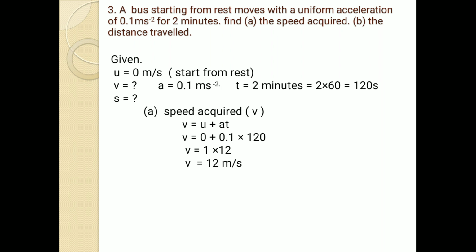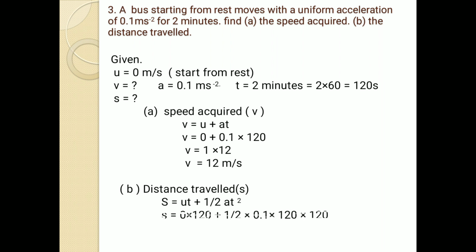Is it clear? Next is distance traveled. So we need to find out distance traveled here. S value we need to find out. And we have to use the second equation of motion. S is equal to ut plus half at square. So S is equal to ut plus half at square. Here t square I have given. Okay, listen. So u value is 0 and t value is 120, plus half, 1 by 2 into acceleration is 0.1 into t square. So t square means 120 whole square. I didn't mention 120 whole square here. So 120 whole square we can write 120 into 120.